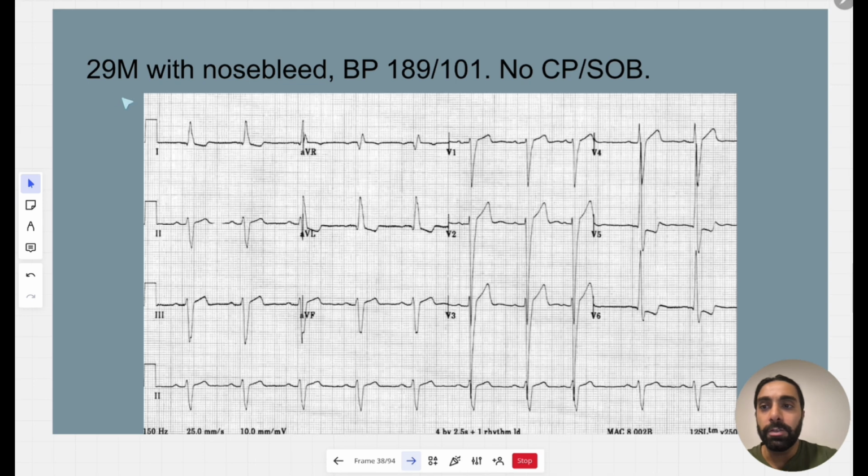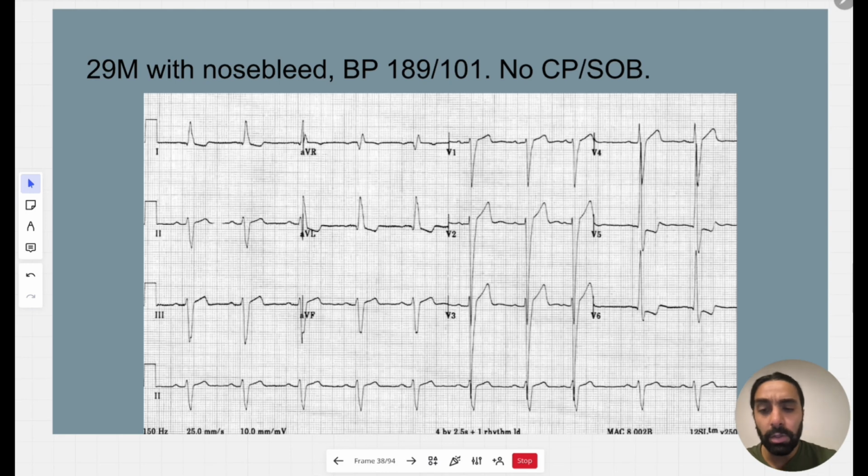All right, this is an interesting one. You've got a 29-year-old male with nosebleeds, elevated blood pressures, but no chest pain or shortness of breath. So think about your differential before you even look at this EKG. Then review this EKG, pause your video, and then come back to me.